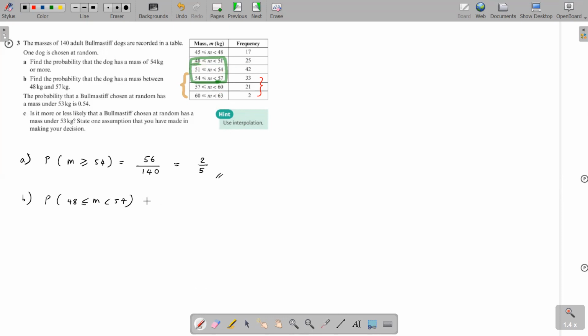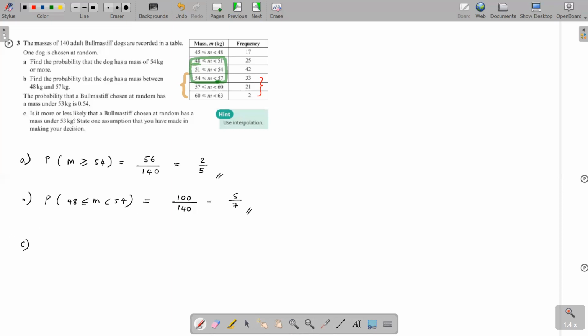So in that category, how many dogs are there? So add the values. You have to add 25 plus 42 plus 33. So when you add it, the answer is 100, right? So 100 out of, so for the probability you write from the total, which is 140. So simplify. 5 over 7. Right, so 100 over 140 simplifies to be 5 over 7. Okay.